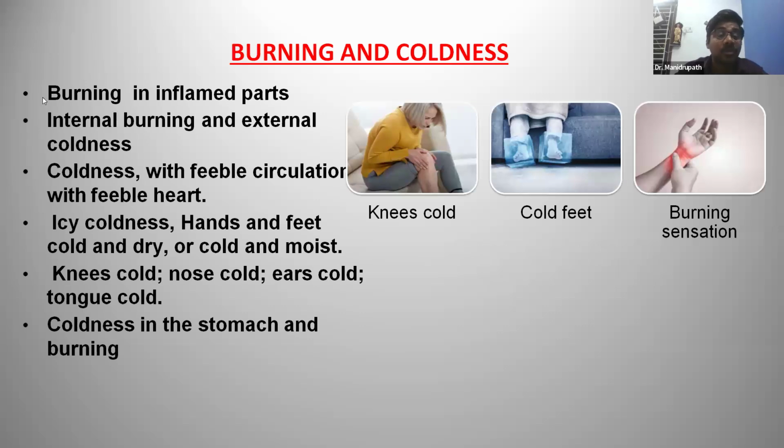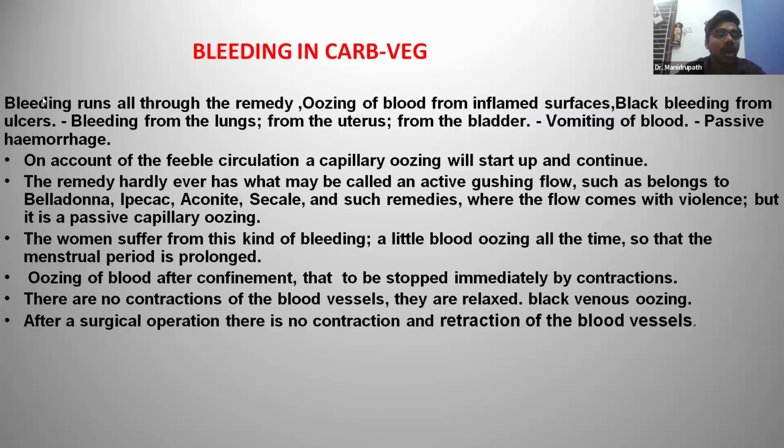Coldness with feeble circulation, with feeble heart, icy coldness, a lot of coldness you can see. Coldness in the stomach and especially the burning as well. Both you can see there. Now, bleeding in carboveg. Bleeding runs all through the remedy. The oozing of blood from inflamed surfaces, black bleeding. Black bleeding is due to sluggish circulation. It comes very close to almost all snake remedies like Vipera, like Lachesis, like Vespa, like Crotalus horridus.